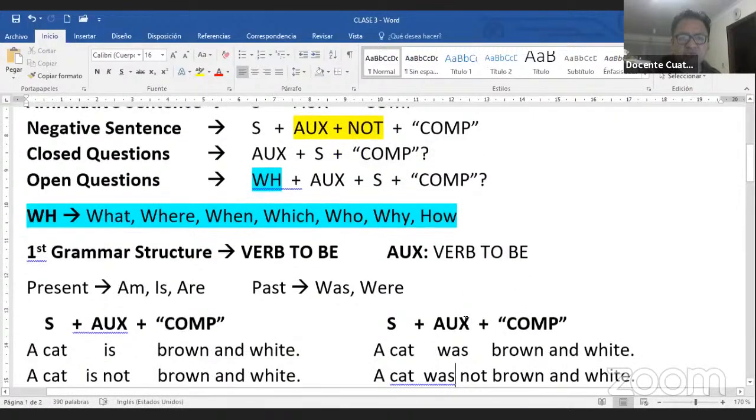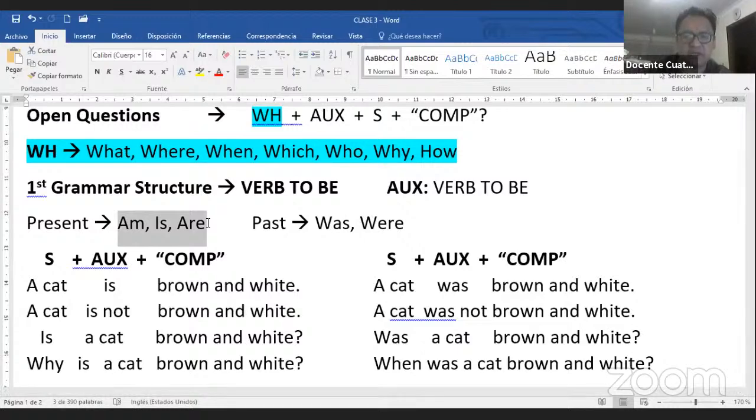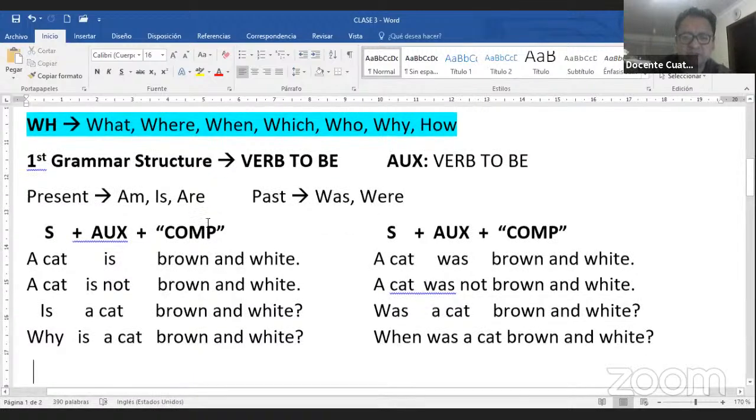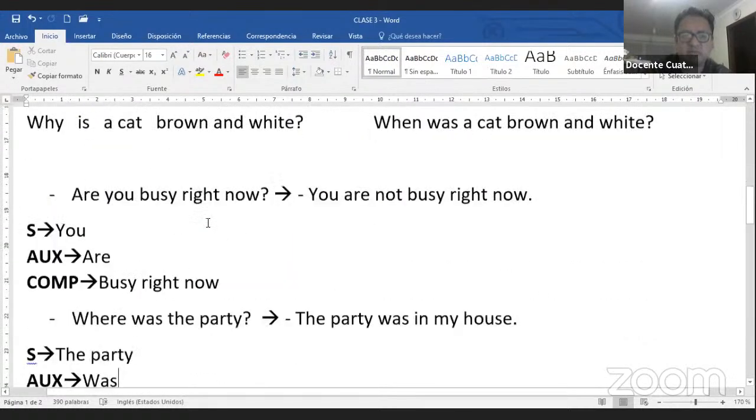So the first grammar structure we saw was verb to be. Which is the auxiliary for verb to be? The same verb to be. In present, we have am, is, are as verb to be. So if you read am, if you read is, if you read are, that's the auxiliary. In past, we have was and were. So if you read was or were, those are the auxiliaries. We had some examples in present and in past, and some exercises that we practiced.